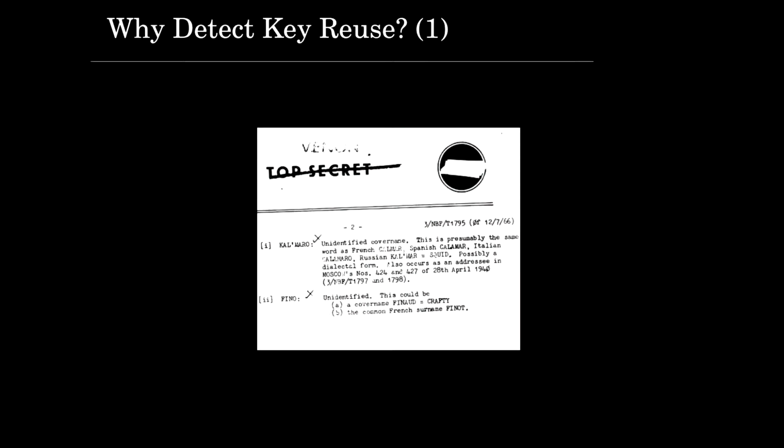So what is it good for? Why do we want to detect key reuse? Here's the first example. This is a document for the Venona project. The Venona project ran for 40 years, from the 1940s to the 1980s, initiated by the USA to eavesdrop on Soviet communication. This was started before the NSA even existed. And the Soviets were reusing their key streams, their one-time pads. A one-time pad, when used correctly, is an unbreakable cipher, but they were reusing their one-time pads.